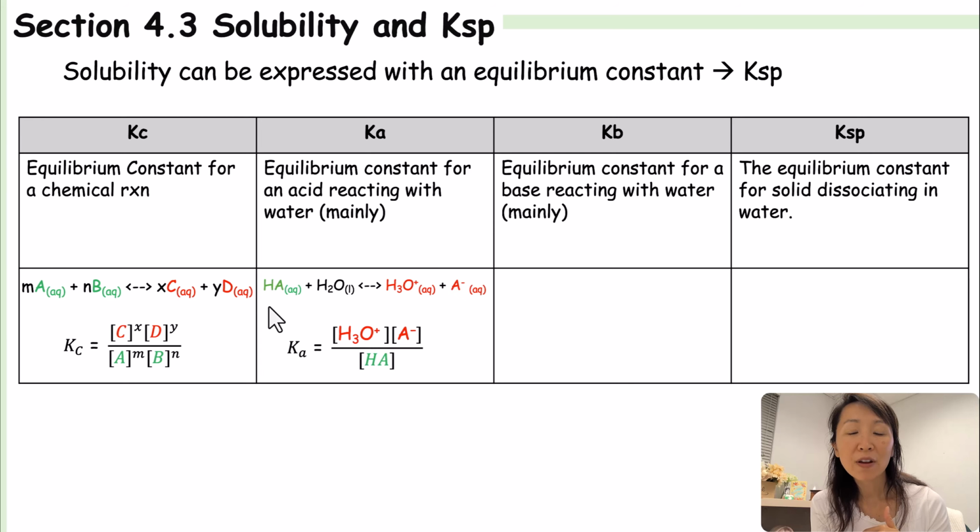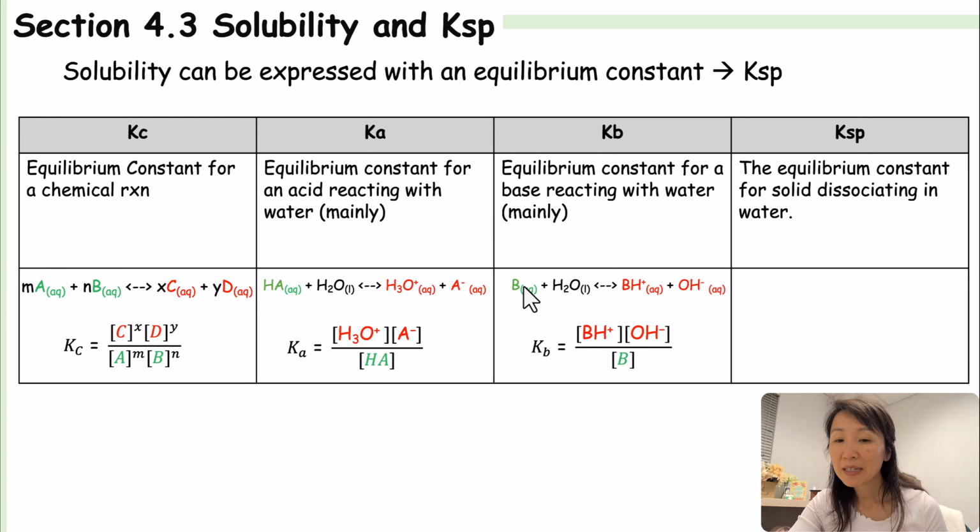With the Ka, very similar, but now we dealt with acid. We had the hydronium ion and the conjugate base all over the acid, and same thing, it was the products over the reactants. We didn't include water because water was liquid. Kb, same deal. We had the products over the reactants. So Ksp is going to be very similar. Ksp represents the equilibrium constant for a solid dissociating in water, so something that is separating in water.